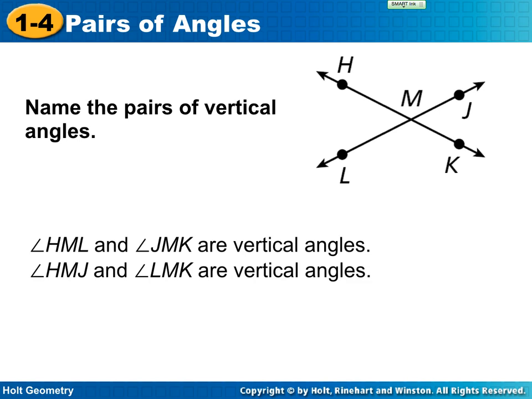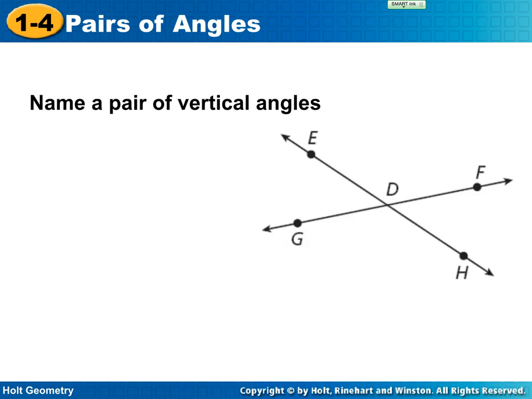All right, the pairs would be angle HML, or you can reverse those letters completely. HML is the one on the left, JMK would be the angle on the right, those are vertical. Then angle HMJ is the top one, angle LMK is the bottom one. Thumbs up or down if you get it right. All right. We need to do a second picture. I think there were lots of thumbs up. Okay, let's go to the homework assignment and quiz then.